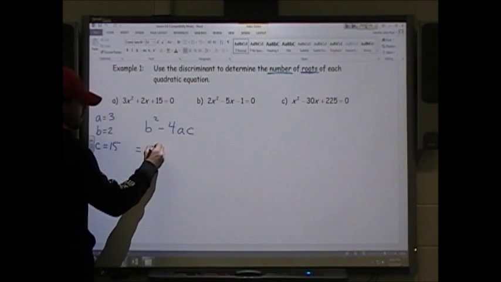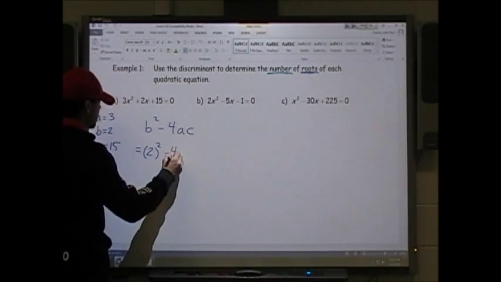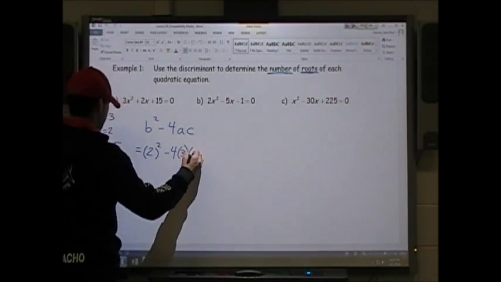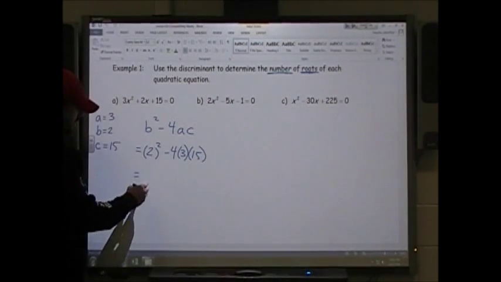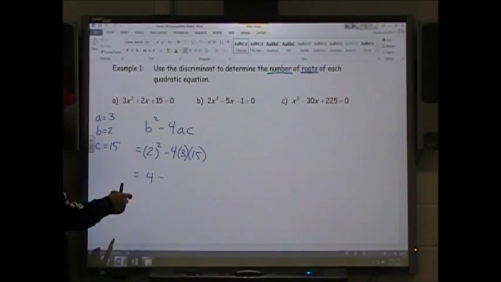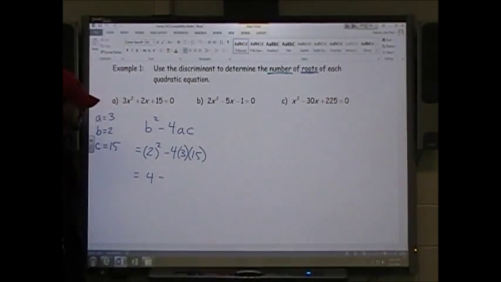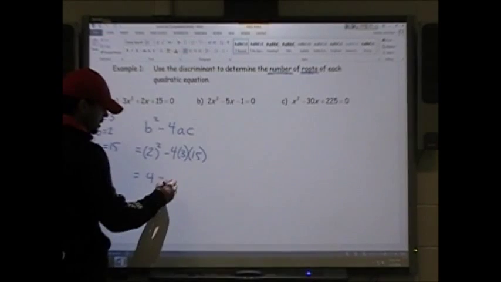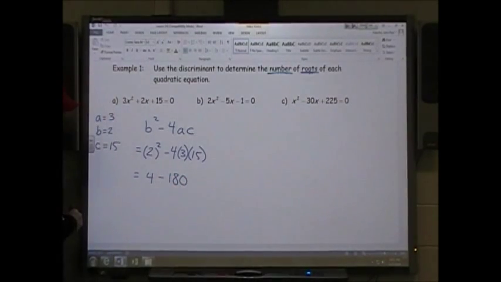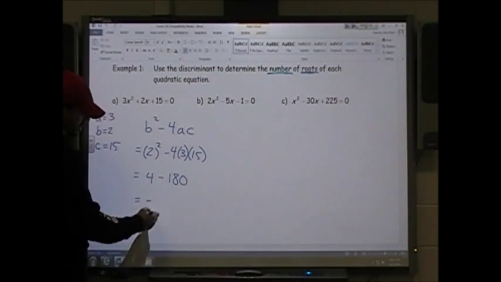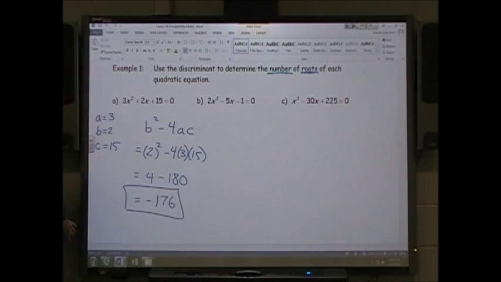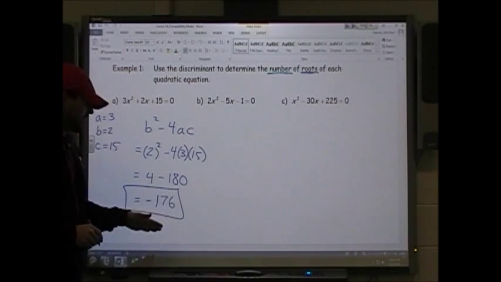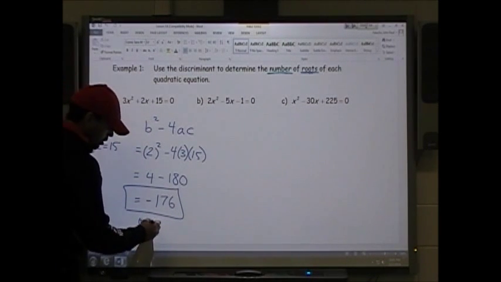if I figure this out using these numbers, this is going to be 2 squared minus 4 times a, which is 3, times c, which is 15. So I'm going to end up with 2 squared, which is 4, minus 4 times 15 is 60, times 3 is 180. So it's going to end up being 4 minus 180, which is negative 176. Now, since the discriminant is a negative number, there are no solutions.